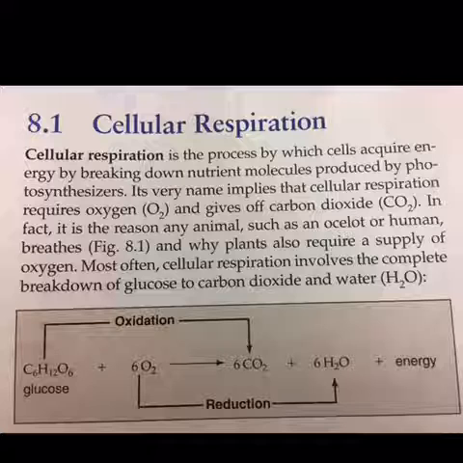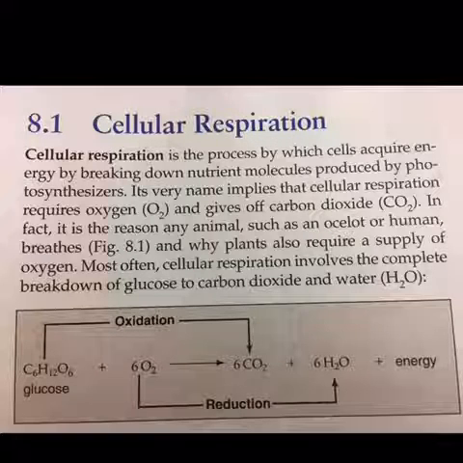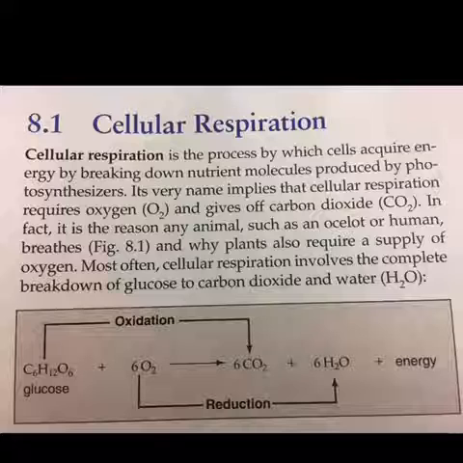Cellular respiration is a process by which cells acquire energy by breaking down nutrient molecules produced by photosynthesizers. Its very name implies that cellular respiration requires oxygen and gives off carbon dioxide. In fact, it is the reason any animal such as an ocelot or human breathes, and why plants also require a supply of oxygen. Most often, cellular respiration involves the complete breakdown of glucose to carbon dioxide and water.